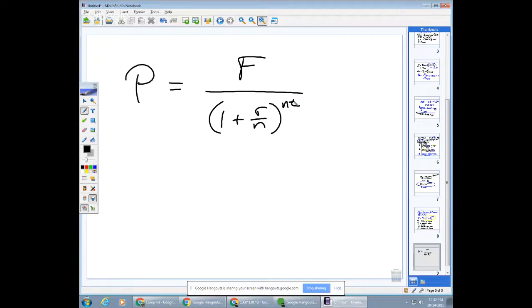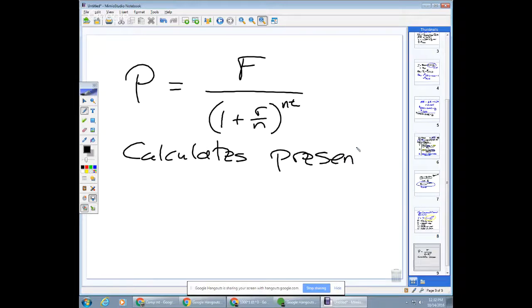So we can use this formula to move forward in time. We can use it to move back in time. And most financial formulas work that way. With just a little division, sometimes maybe a subtraction, you can go back in time instead of forward in time. And we'll look at more of that next week. So this, again, calculates present value based on some future value.